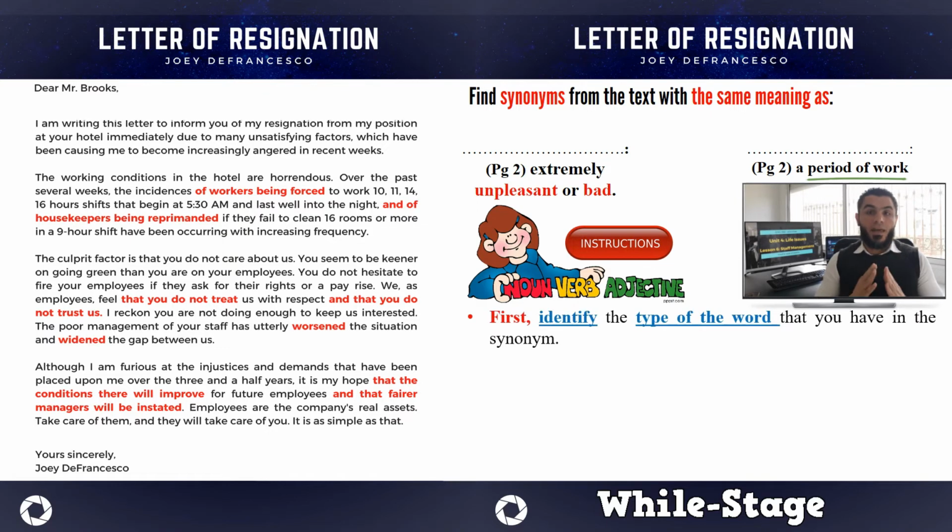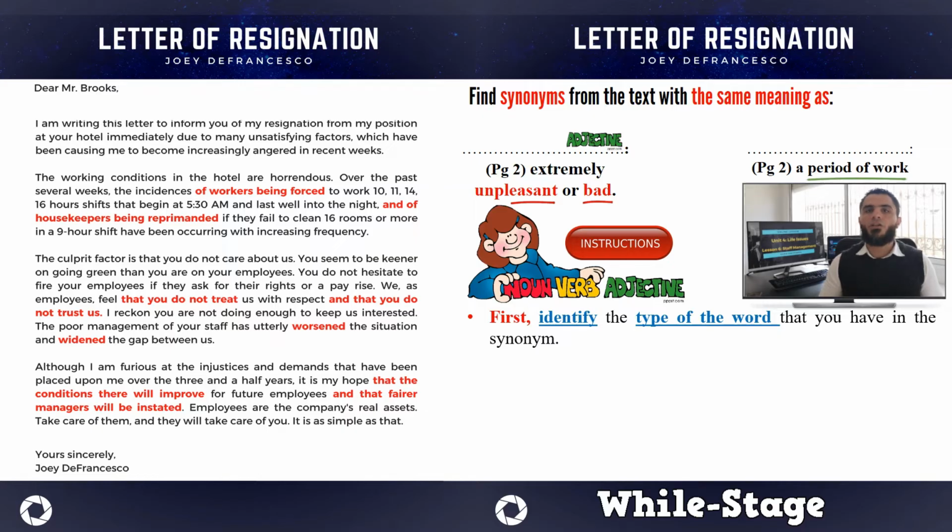First, you should identify the type of the word that you have in the synonym. For example, in the first one, we have to find a word from the text with the same meaning as extremely unpleasant or bad. Unpleasant and bad are adjectives, so we have to find an adjective from the second paragraph with the same meaning as extremely unpleasant or bad.